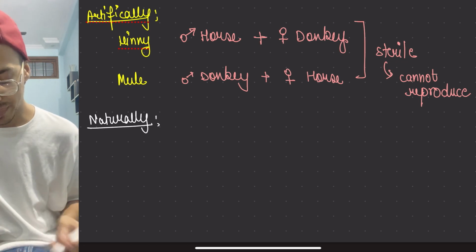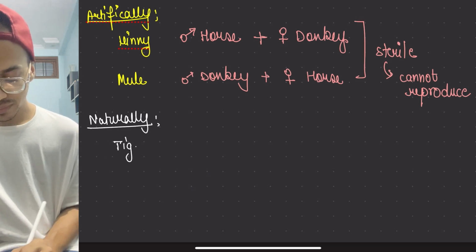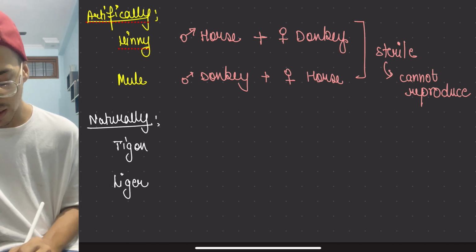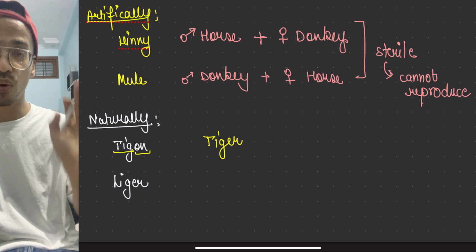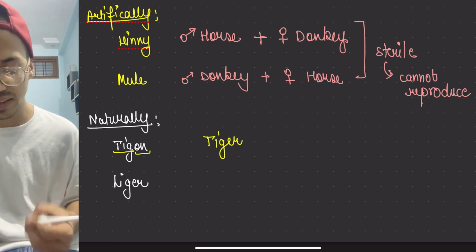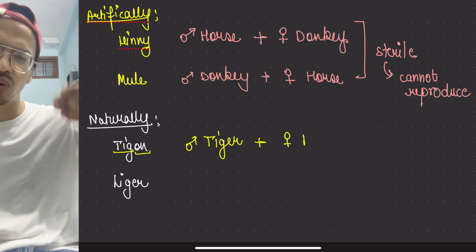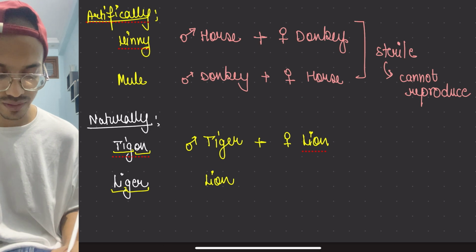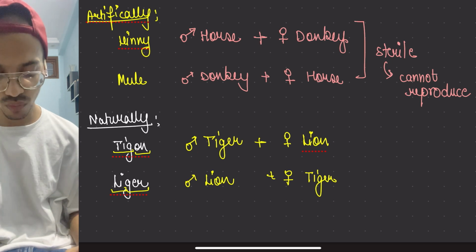Naturally, we have the tigon and the liger. The initial part of the word is always given to the male parent. A tigon is formed by a male tiger with a female lion, and the female's name is given at the back. Whereas a liger is a male lion plus a female tiger. They do it naturally, and if we put them in a zoo, they will do it. But they are sterile.